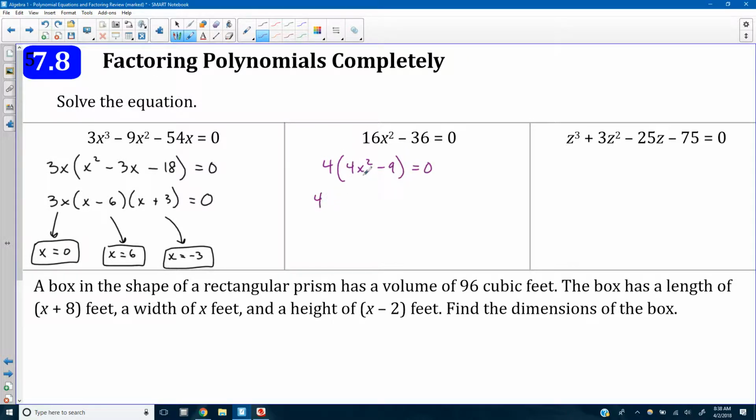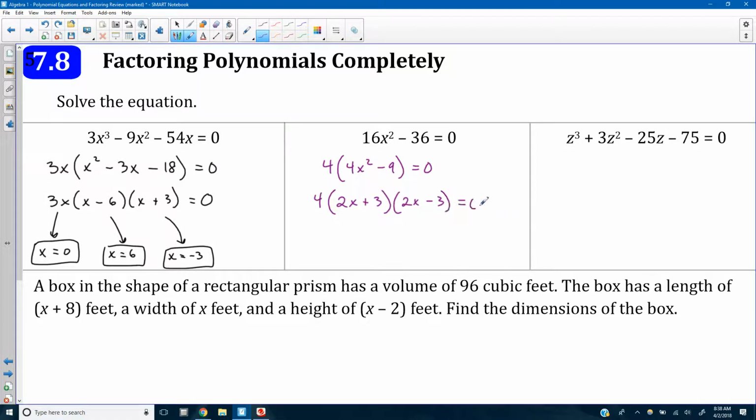So this is a difference of two squares as well as this was here, but this would help me factor more completely. That's why I wanted to do it this way. This is a 2x quantity squared. This is a 3 quantity squared. So this is 2x plus 3 times 2x minus 3.